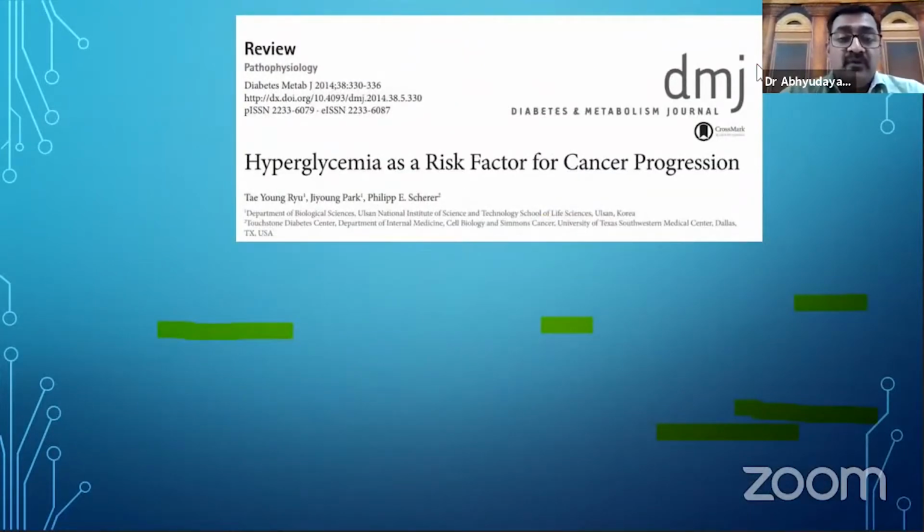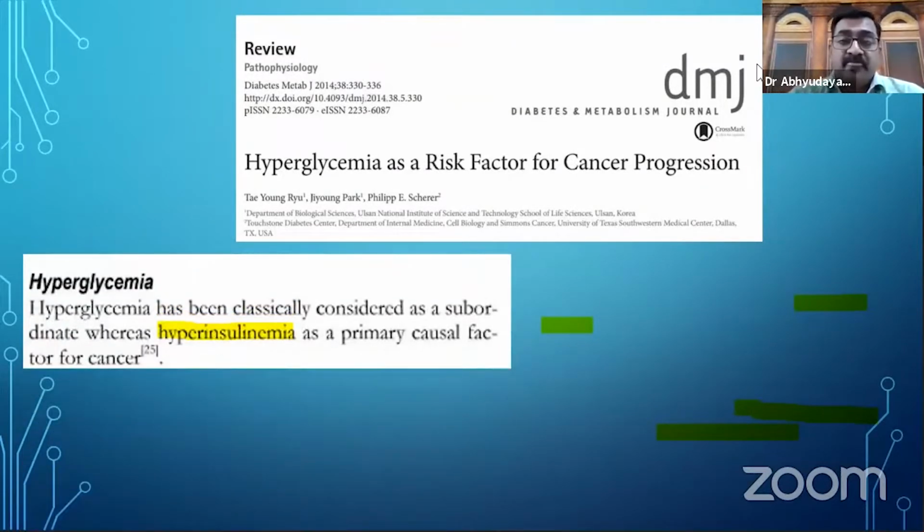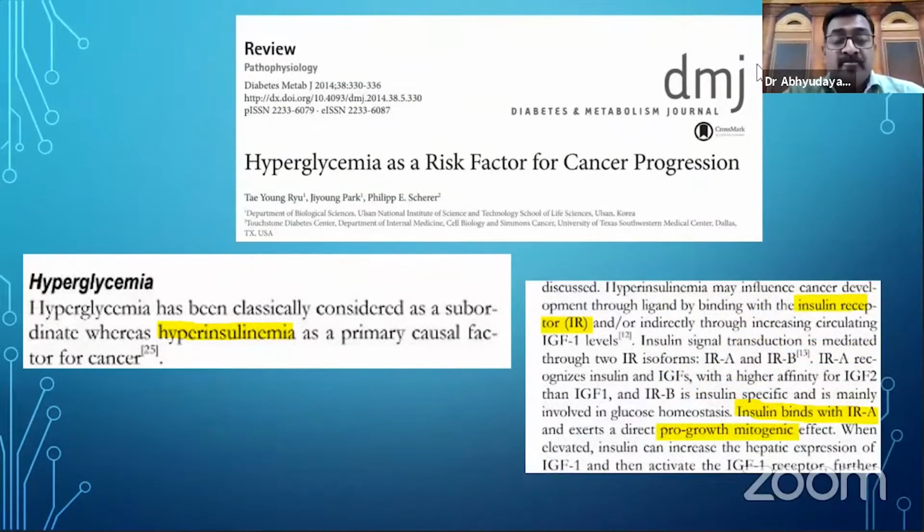This is a very good review published almost 5-6 years back on the relationship between hyperglycemia as a risk factor for cancer progression. As we have seen in earlier slides, hyperglycemia has been classically considered just a subordinate of this cancer progression, whereas hyperinsulinemia is the primary causal factor for cancer, and a lot of studies have proven this, and it has been shown in this review.